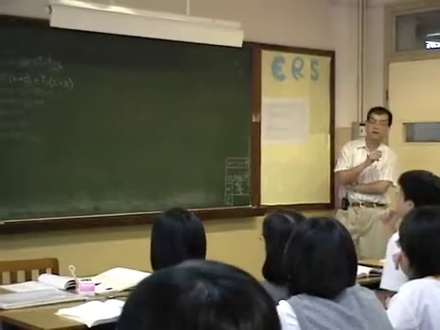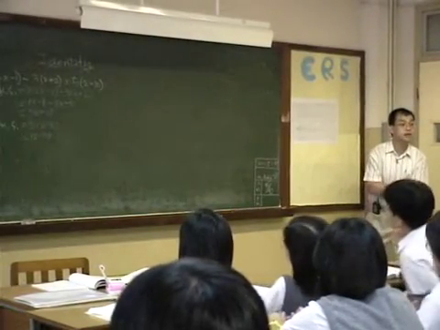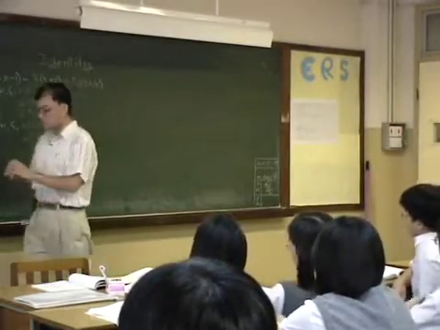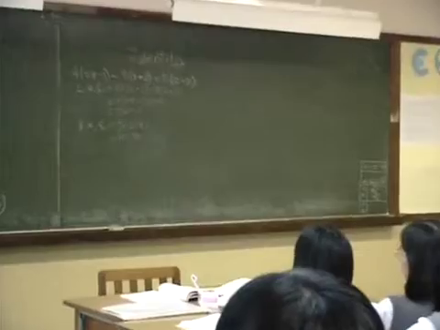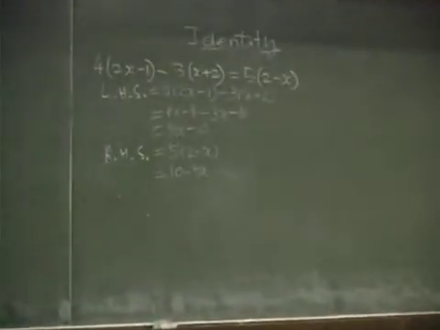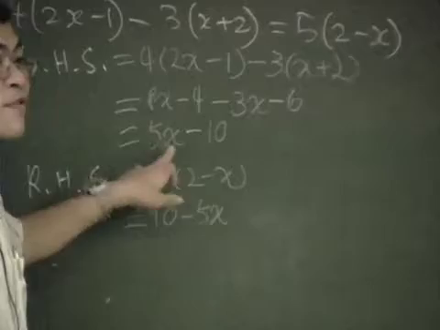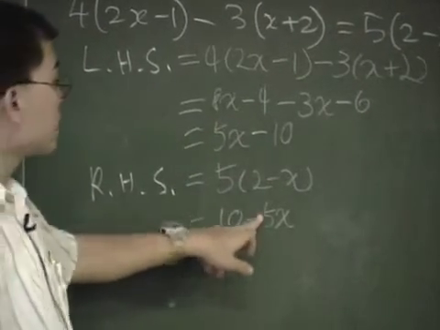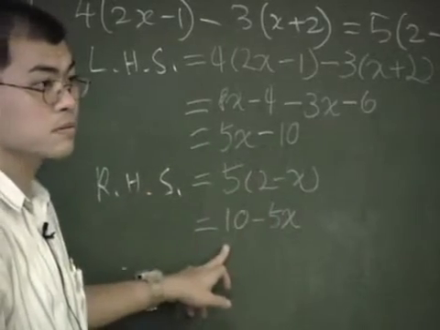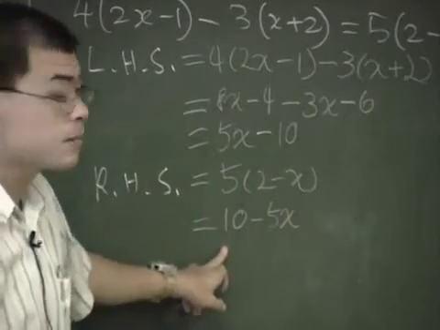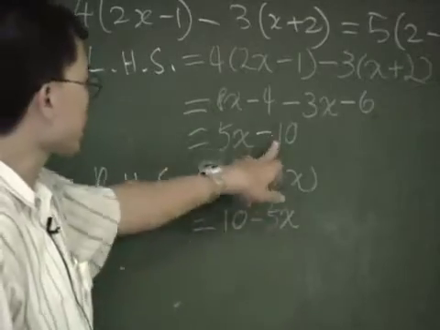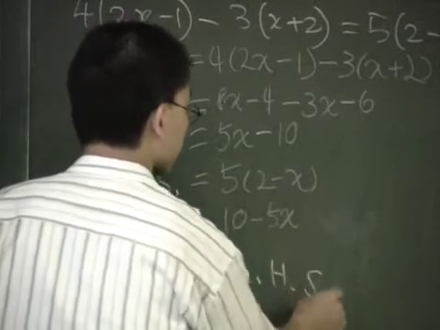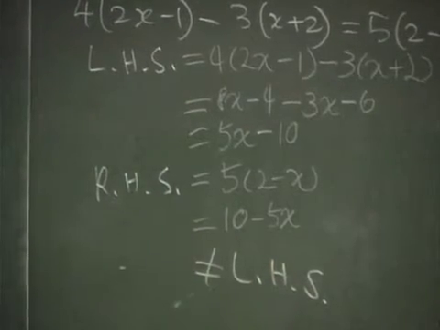Firstly, is he correct for the simplification in left-hand side and right-hand side? After simplification, you have two expanded forms. Are they equal? No. Although it is the same 5x, one is positive, another is negative. Even the 10 is the same, it is not identically equal. Negative 10, positive 10. Therefore we can say that left-hand side is not equal to right-hand side.